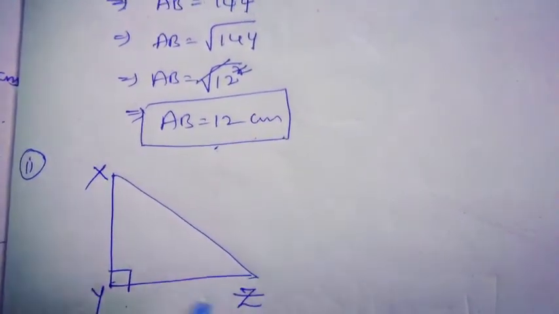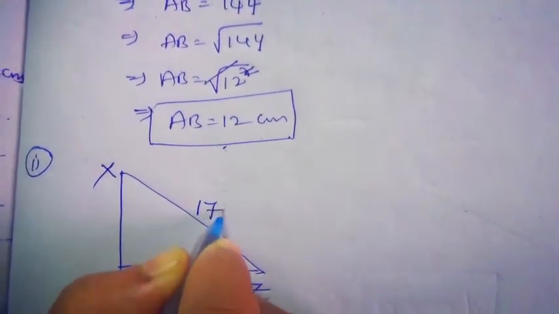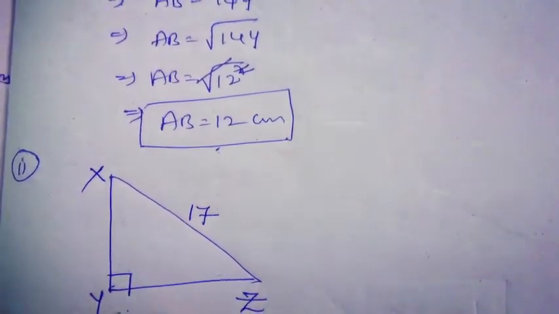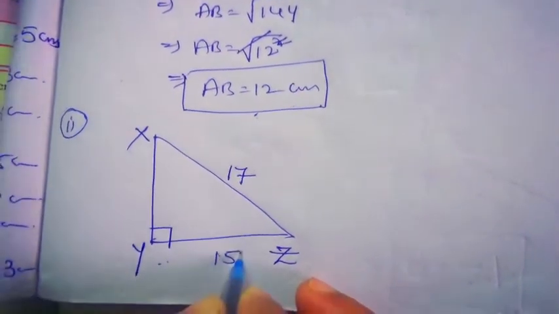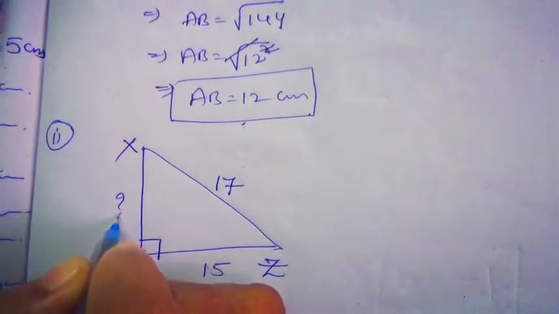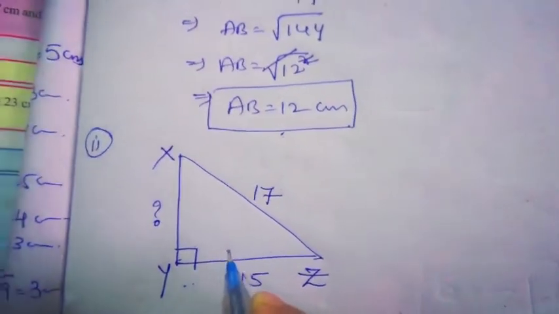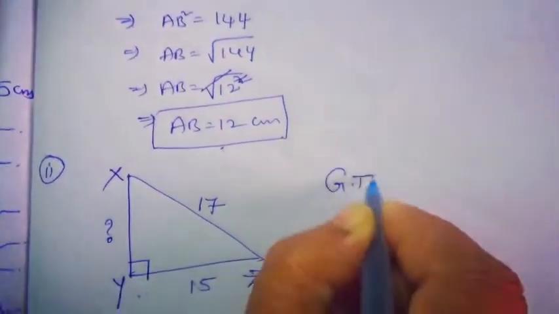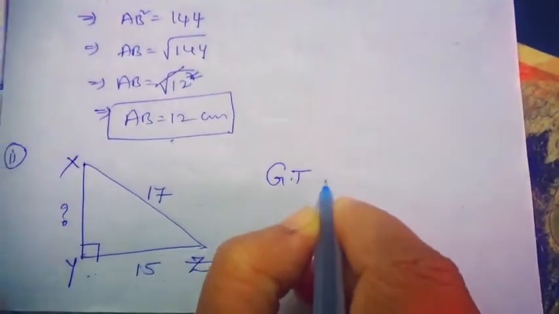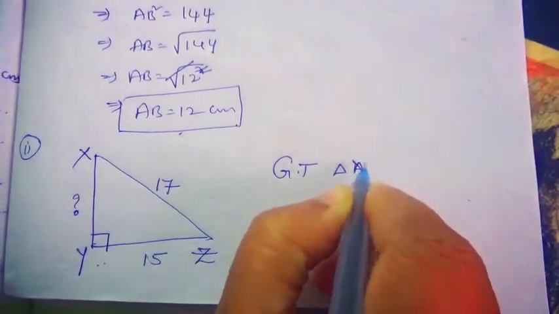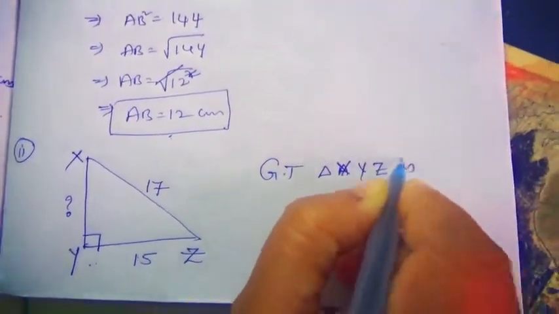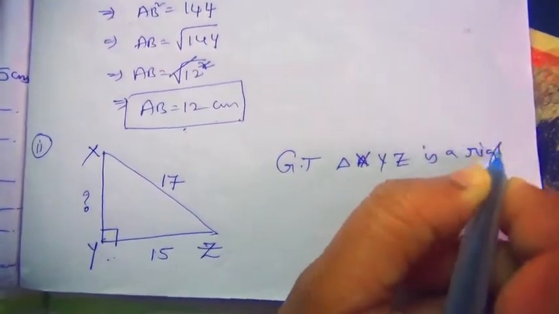The value of X, Z is 17. The value of Y, Z is 15. So it was not given. X, Y we have to find out. So given that, what was given? Given that triangle XYZ is a right angle triangle.